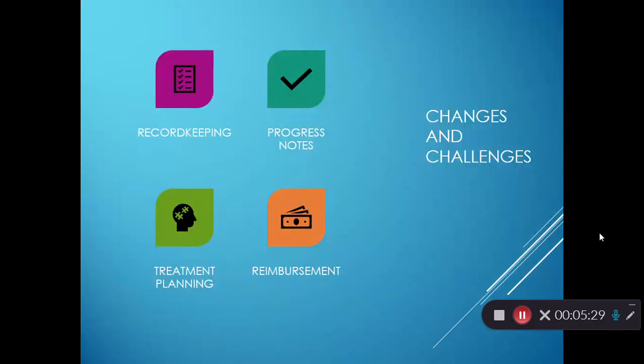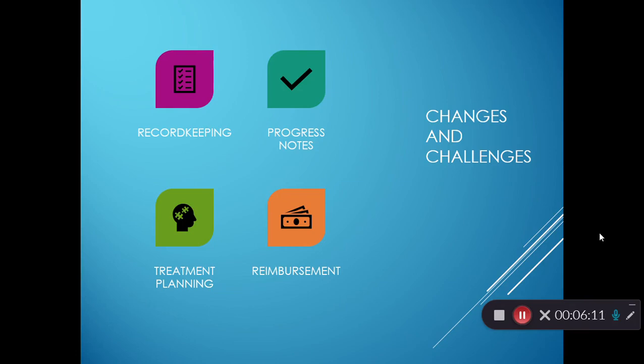Some of the things that constantly change, that constantly have to be learned, are record keeping, how we take our notes, what has to be in our notes, our type of treatment planning, and how we are reimbursed. Our reimbursement is impacted by our payer sources, so there's ongoing change there. To give you an example of how that changes, it wasn't until COVID happened that we were able to bill for virtual services, many of which were never allowed prior, especially things like case management or school services.